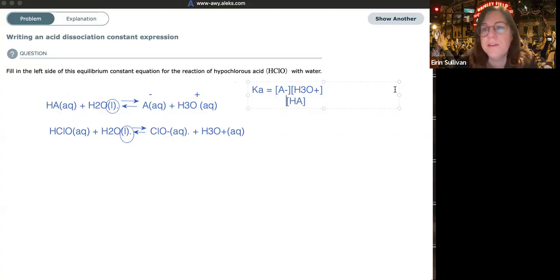So this is 99 times out of 100 what your Ka expression is going to look like, and then that will be just equal to whatever the number that Ka is. So for our hypochlorous acid then, products will be the hypochlorite anion, ClO minus, and then hydronium cation, both aqueous, divided by my weak acid, which was the hypochlorous acid. So that's what my Ka expression is going to look like. And that's all there is to it, really.